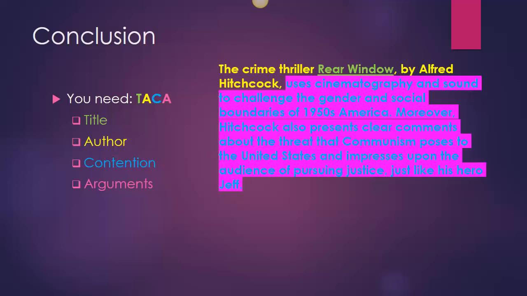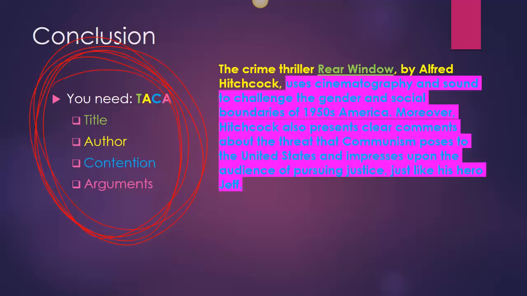So, you need TACKER. Lots of people go, I don't know how to do conclusions. I don't know what to do. Did you write an introduction? Yeah. Well, then you know how to do a conclusion because they're literally the same thing, just reworded. And if you got stuck, again, go back, read your introduction, reword it, and you're done. Okay? So, again, you need TACKER. Title, author, contention, arguments.